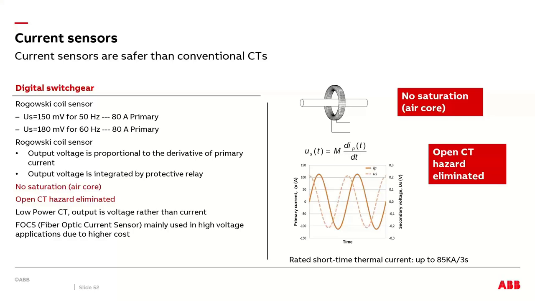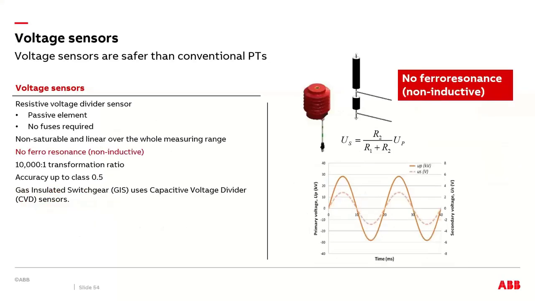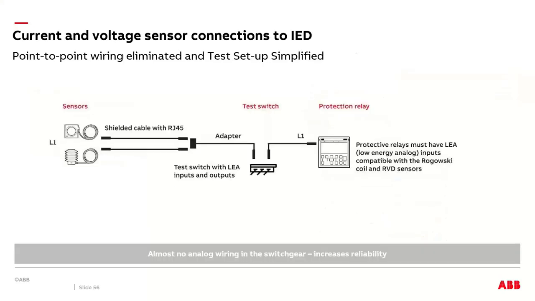We also have fiber optic current sensors, which are used mainly in high voltage applications because they're more costly. Voltage sensors work on the principle of a resistive voltage divider. There is no ferroresonance as it's non-inductive. Capacitive voltage dividers are used for high voltage applications, again with a similar principle. The accuracy of these current and voltage sensors would be 0.5% for metering and 5% for protection for the current sensors, and 0.5% for metering and 3% for protection for the voltage sensors.